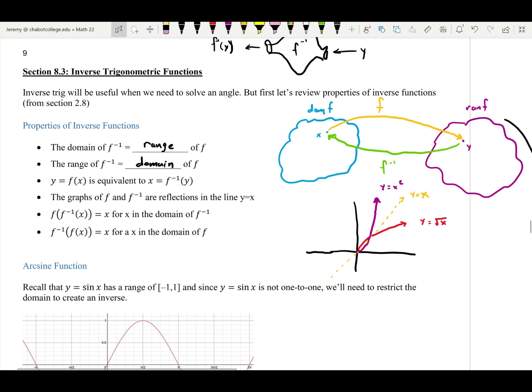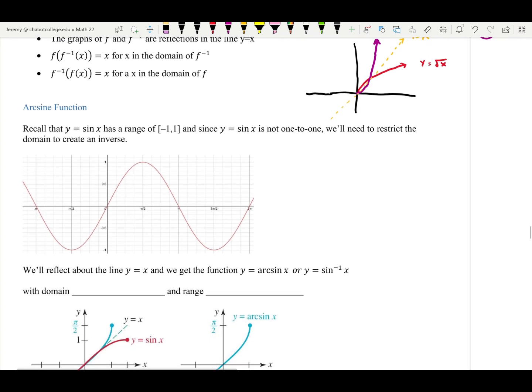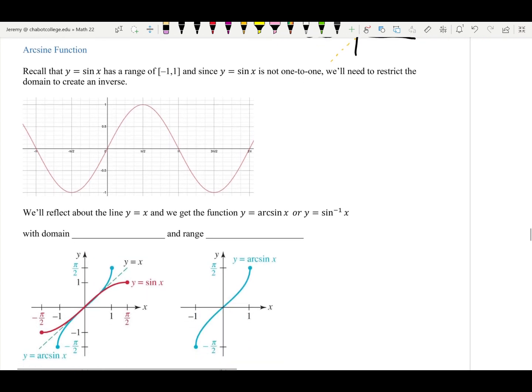And I just kind of think about this picture, right? If we're looking at f of f inverse of x, there's f of x, and then there's f inverse of that output. Notice that it just brings us right back to where we started, x. Okay, so just a few properties about inverse functions. Let's start looking at some trig functions now.